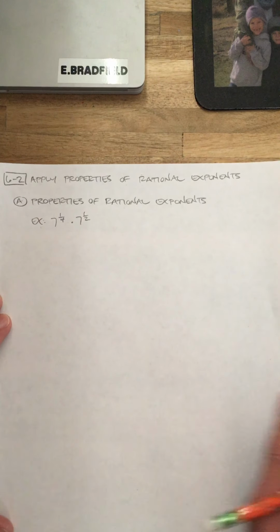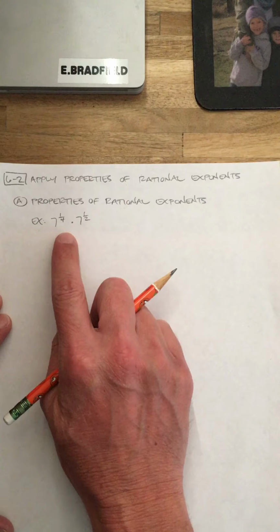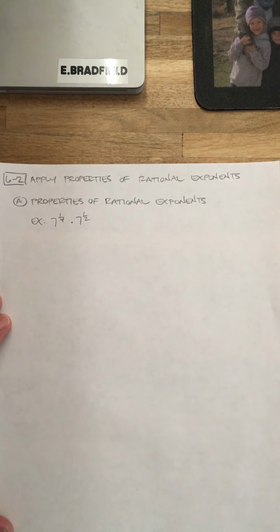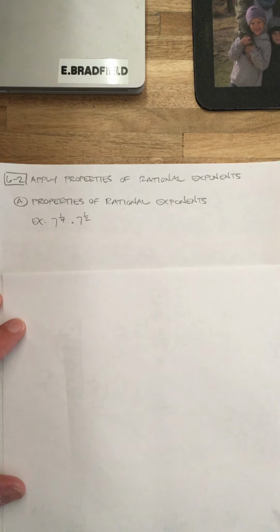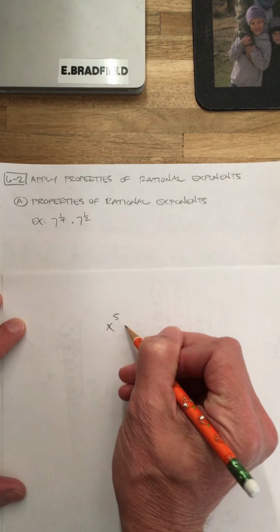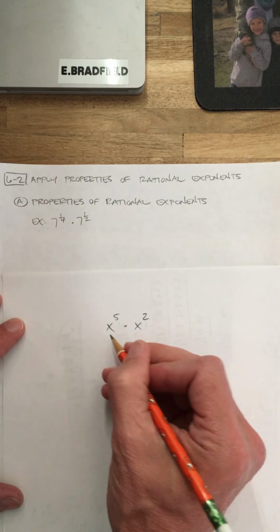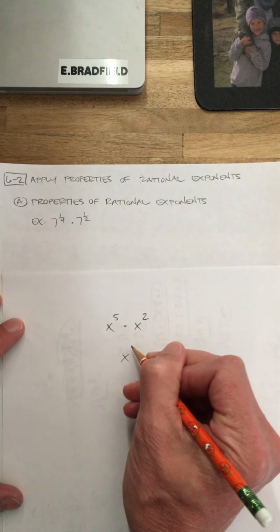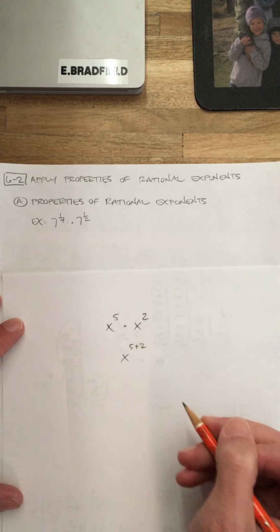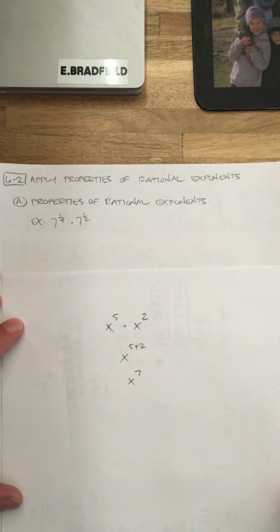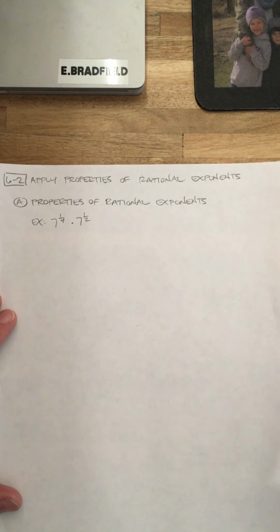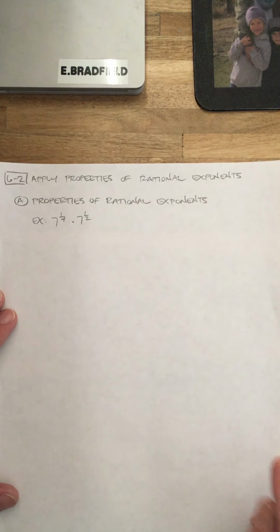And here we go. So now this guy right here, you've messed with this before. Let me show you an example. If I have something like this, x to the fifth times x squared, you know that since the bases are the same, it's going to be x to the power of 5 plus 2. You just add those two and you get x to the seventh. As long as the bases are the same, you're going to add the exponents.